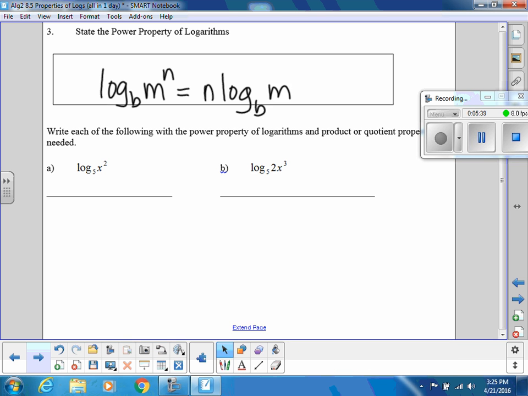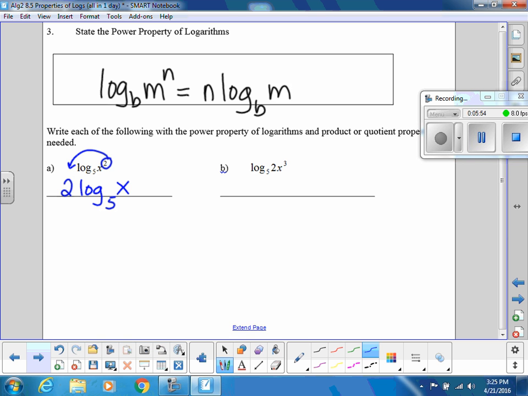So here's how that works. If I have log base 5 of x squared, 2 is my power. I'm going to rewrite it so that the power is in front of that. So that looks like 2 times log base 5 of x.